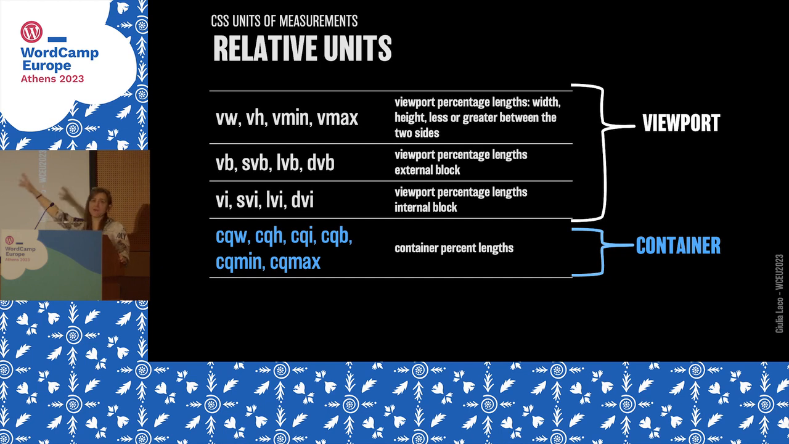Then we have some other units, newer than others, that are relative and basically linked to the viewport. And the last ones are for the CSS lovers in the room, where they are marvelous because they depend on the content: we can measure the content of a single element of the CSS. So that's very revolutionary.